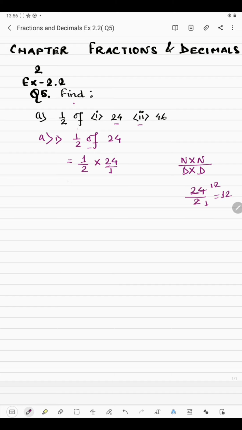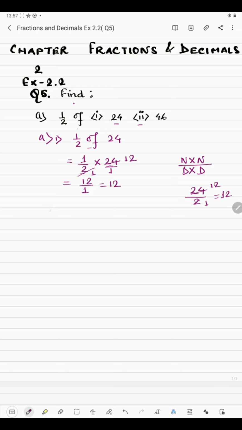Or else we can cancel here only, like 2 and 24 both come in 2's table, so we can cancel it directly. 2 ones are 2 and 2 twelves are 24. Now see, in the denominator we have 1, and in the numerator if you multiply, we will get 12 ones are 12. So 12 divided by 1 is 12. So the answer of part A is 12.